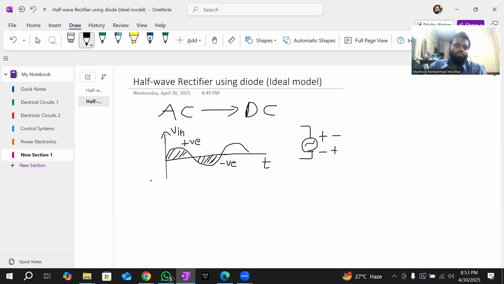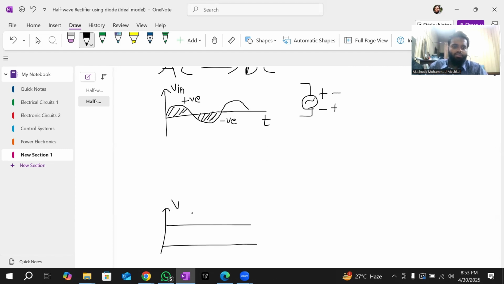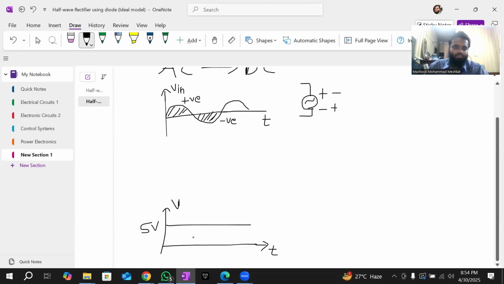Now, for example, you want to charge your phone, but your phone requires a DC signal to get charged. So what is a DC signal? We know that a DC signal is something that does not change with time, and it always stays positive. For example, let's say this is 5 volt. So a DC signal is constant, and also in one direction. We want something like this to charge our phone. So we need to convert the AC signal to something like this, which is a DC signal.